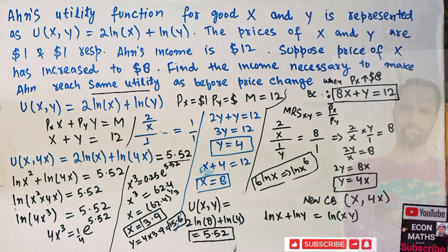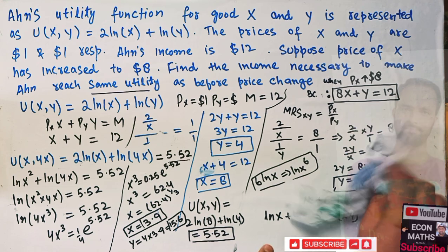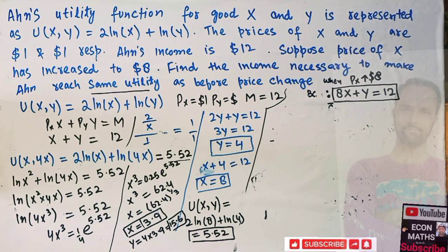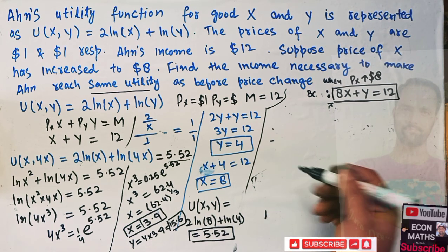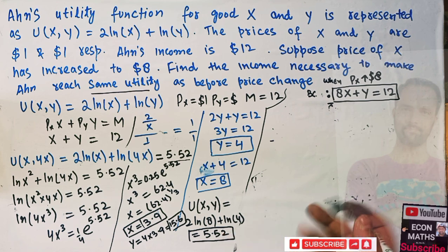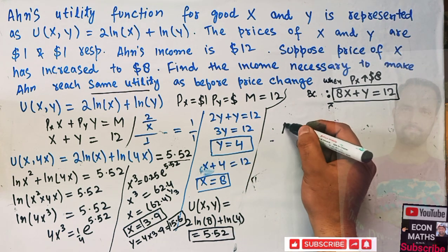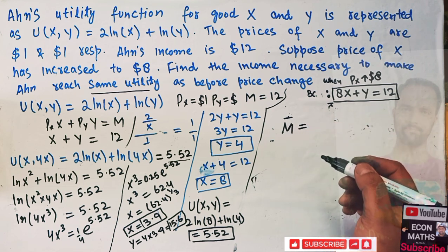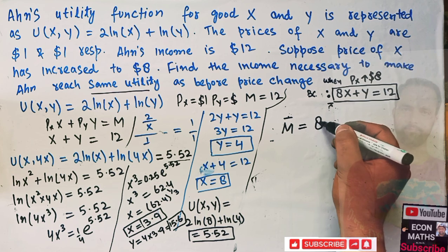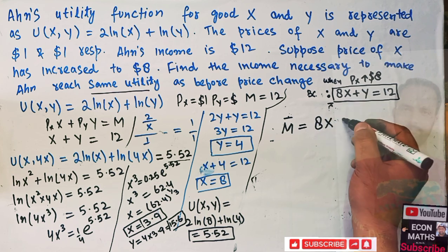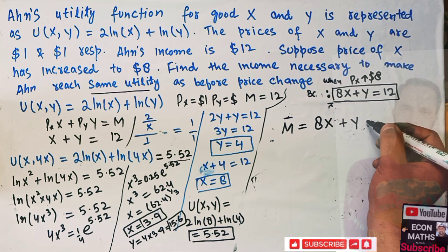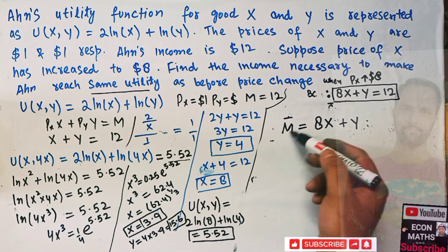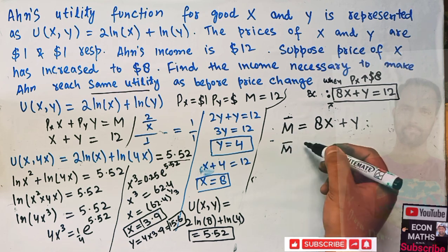Now what we need to do here, to obtain the same utility, what should be our new income? Our new income, let us denote it by m bar, should be equal to 8 times x plus y. Let us see what our new income will be then. That means the new income will be equal to 8.